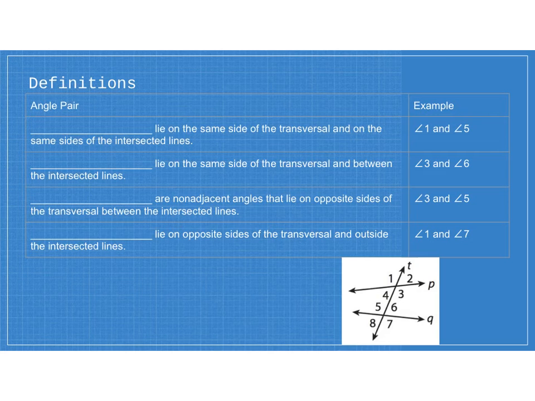So a couple of definitions. As we look at this angle pair, we're looking for angles that lie on the same side of the transversal. So that'd be angles 1 and 5. That'd be those angles there. And what we call those angles, those are corresponding angles.